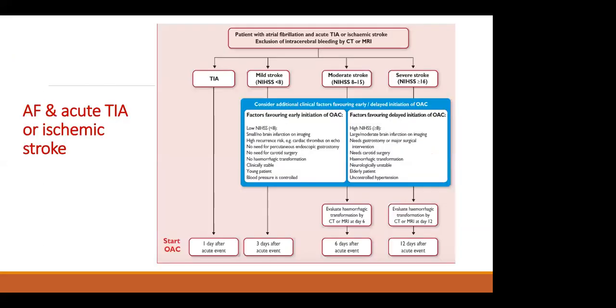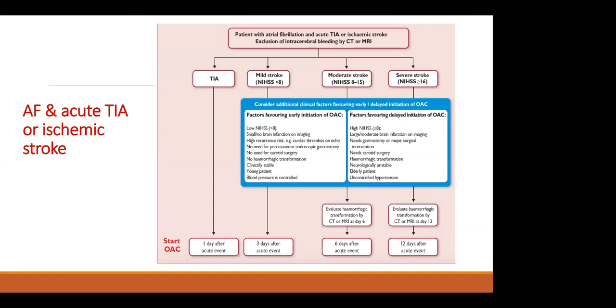It's very important to know how to manage anticoagulation if your patient developed TIA, ischemic stroke, or intracranial hemorrhage. So if your patient developed TIA, you can start oral anticoagulation 1 day after the acute event.